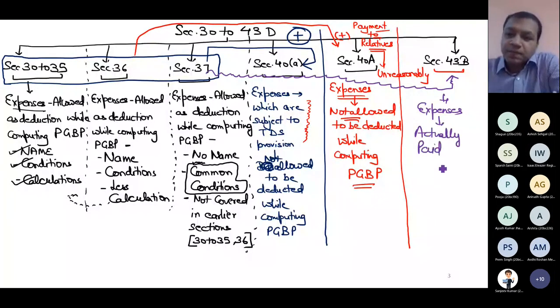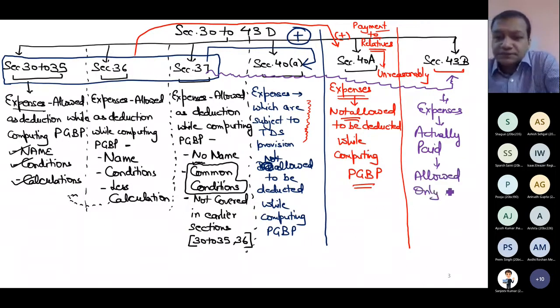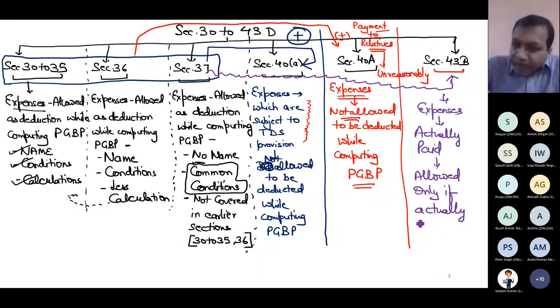Actually paid. If not actually paid, not allowed. So these are allowed only if actually paid by you. Just because these have become due, you will pay next year, the government says no. You paid it only, then you claim it. Otherwise, don't come. Allowed only if actually paid.